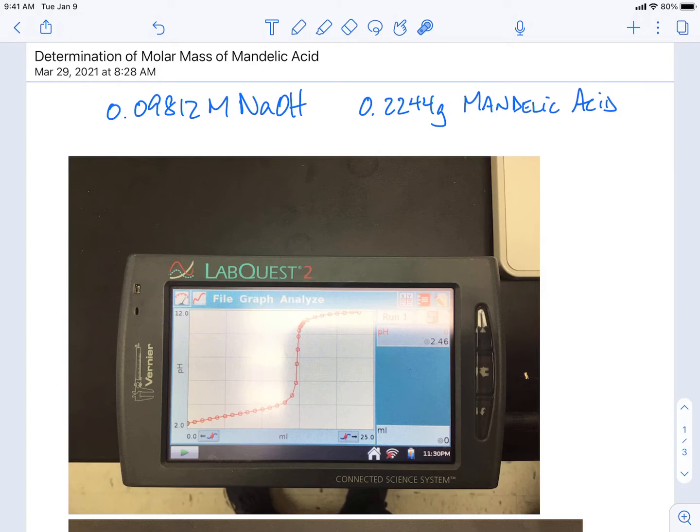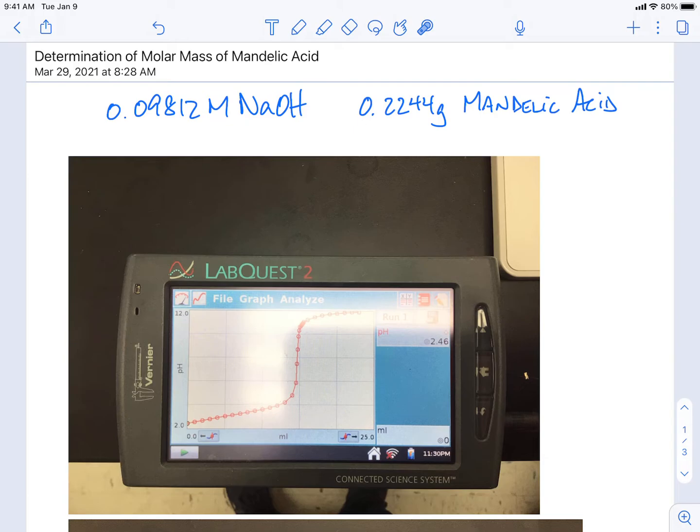What we're going to do is go through our determination of the molar mass of an unknown weak acid. In this case, we used Mandelic acid. The fact that we know the identity of it is actually the purpose of the experiment, to determine the molar mass of it. However, typically you would not be told the identity of the unknown weak acid so that you wouldn't be influenced by what the internet tells you that the molar mass is based upon your results.